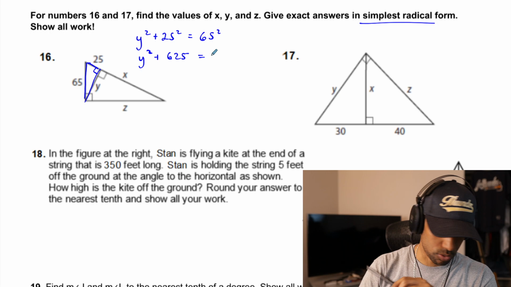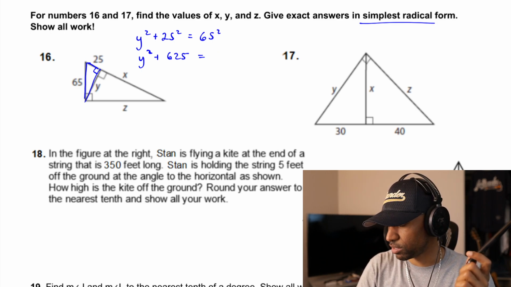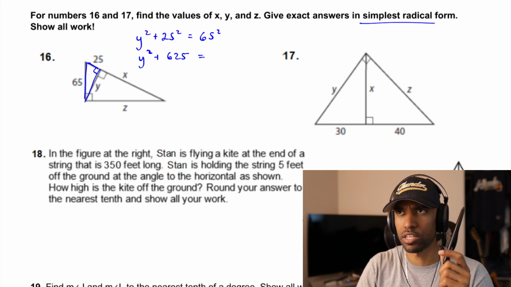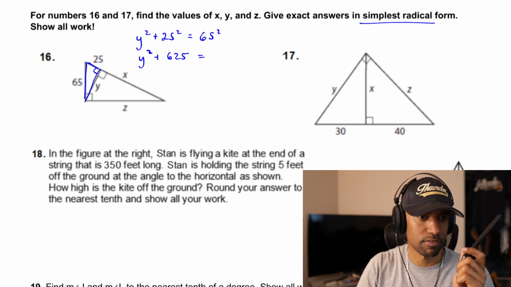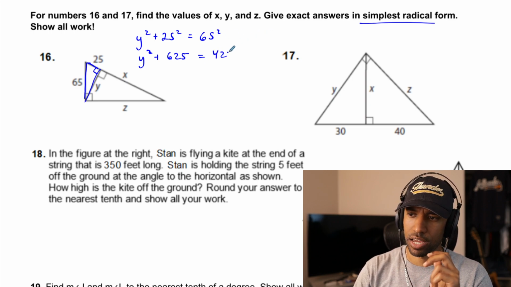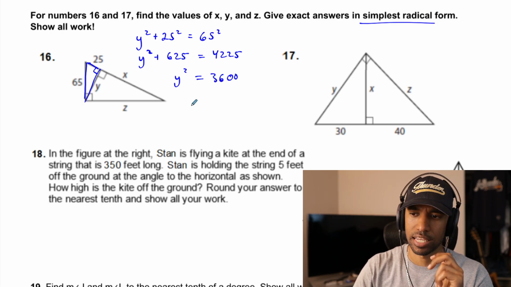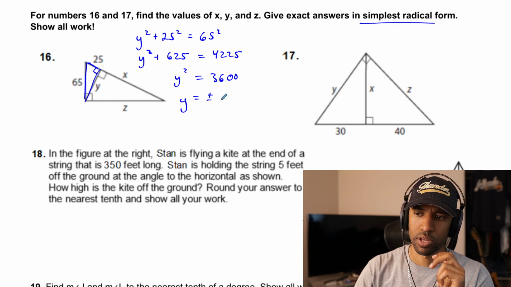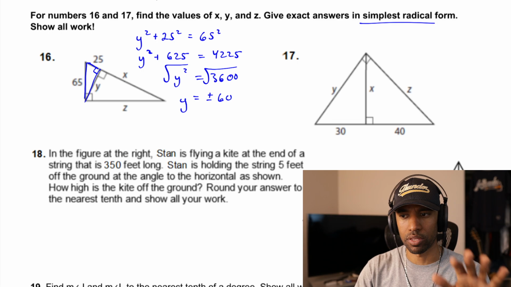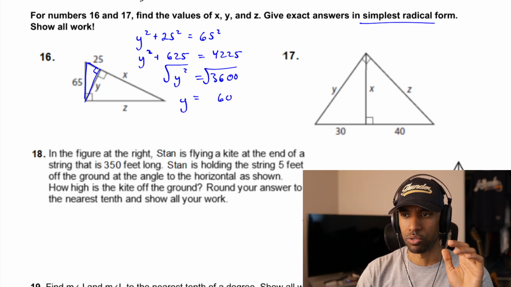65 squared, I do not know. So 64 squared is 4,096. Oh, I think it's 4225. Let's see, 65 squared, yeah, 4225. So subtract 625 from both sides, you get 3,600, and take the square root of both sides, you get plus or minus 60. Now, because it's a length, it's really just going to be positive 60, and that is the value of y.